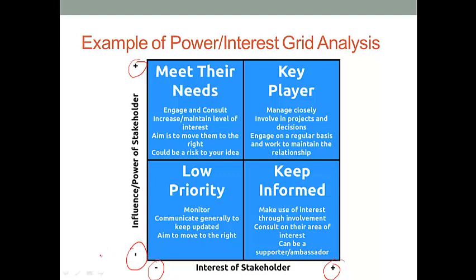Let's talk about these groups one by one. Let's start from the group on the top right corner, this group. This group has a strong interest in our project. They can also strongly influence our project management. Can you give me an example of this stakeholder group?